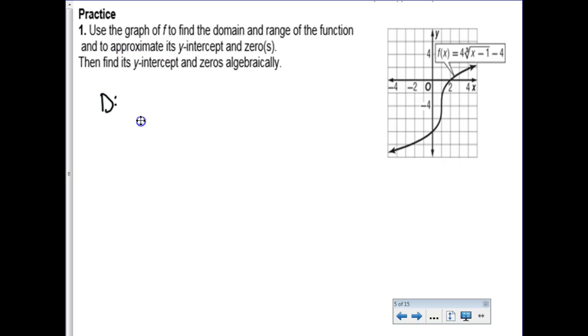I know domain is how far left to how far right this function stretches. What you got? Negative infinity to infinity. Range would be lowest to highest y value. So how low and how high does this travel? It's also negative infinity to infinity.